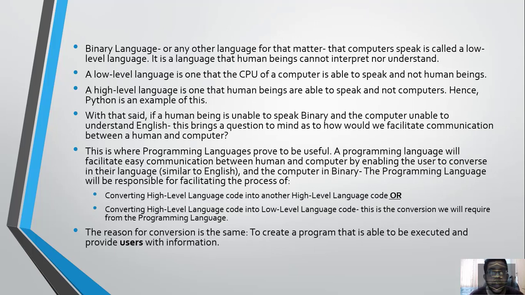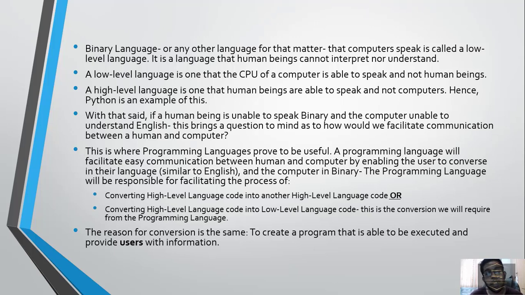Binary language, or any other language for that matter, that computers speak is called a low-level language. It is a language that human beings cannot interpret nor understand. A low-level language is one that the CPU of a computer is able to speak and not human beings. A high-level language is one that human beings are able to speak and not computers. Hence, Python is an example of this.